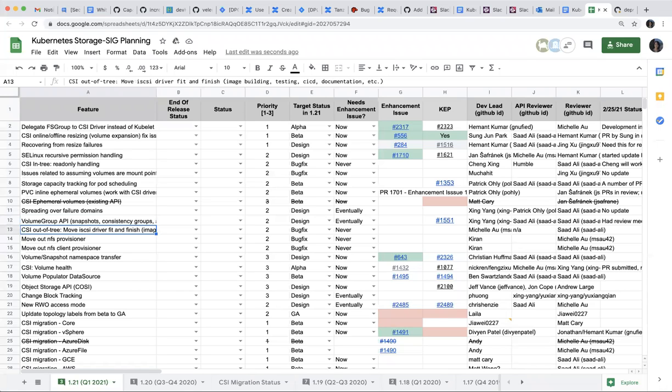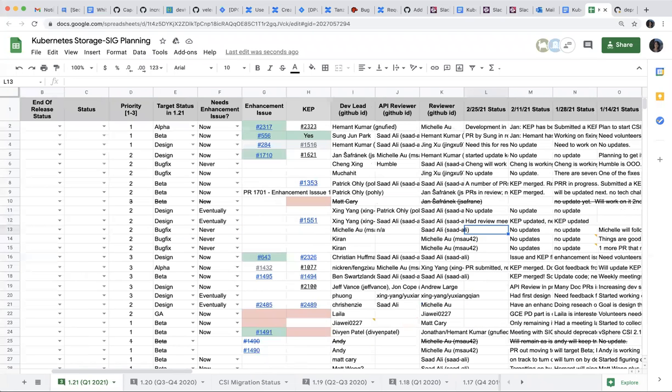Next one, CSI out of tree, move iSCSI driver, fit and finish. Yeah, Christian volunteered to take on ownership of this. I think he's working on getting the image build working. Other than that, we just need to do some basic cleanup and we should be able to go and release a version of this. The image build PR, Michelle has LGTM'd, but it still needs to be approved by someone who's a valid approver in that repo. But that should be it for the image builds to start working. Awesome.